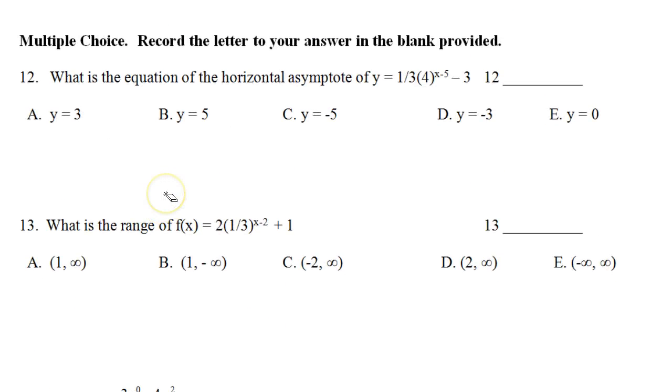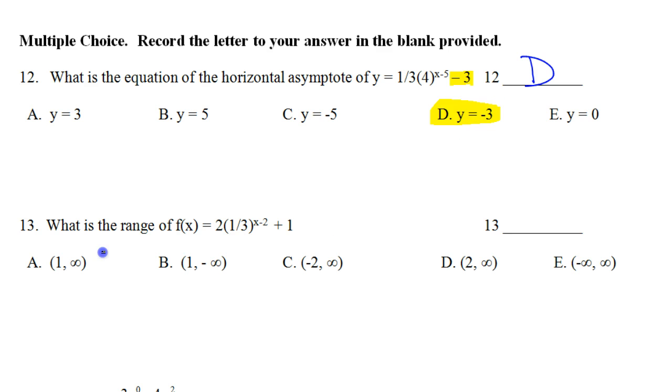Let's move on. So looking at number 12, what is the equation of the horizontal asymptote? Well, easy one. The horizontal asymptote is going to be right there. So y equals -3 is the equation. So the answer to that one was D.